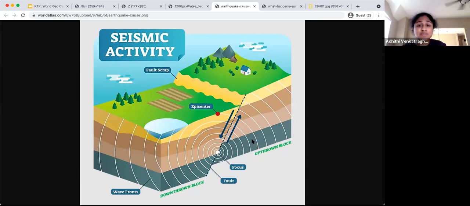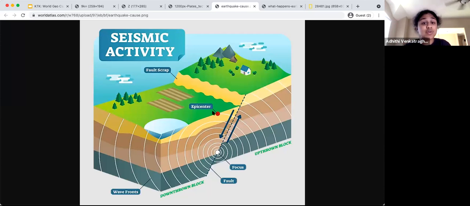This specific one is a transform boundary. You can see one goes up, the other goes down. This is the up thrown block and the down thrown block. What usually happens at a transform boundary, like in California, the San Andreas Fault, is a fault line, which is just a rift between two areas of land.